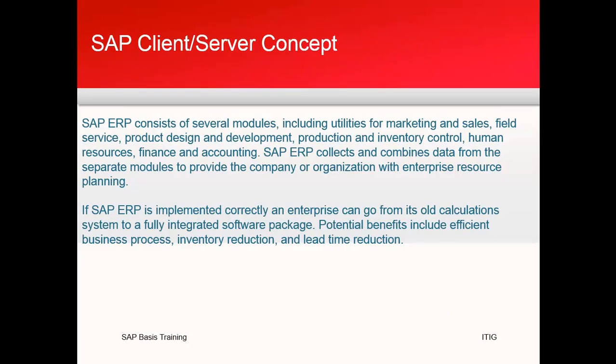Now the client-server concept. SAP ERP consists of several modules, including utilities for marketing and sales, field service, product design and development, production and inventory control, human resources, financial and accounting. SAP ERP collects and combines data from separate modules to provide the company or organization with enterprise resource planning. If SAP is implemented correctly, an enterprise can go from its old calculation system to a fully integrated software package. Potential benefits include efficient business processes, inventory reduction, and lead time reduction.